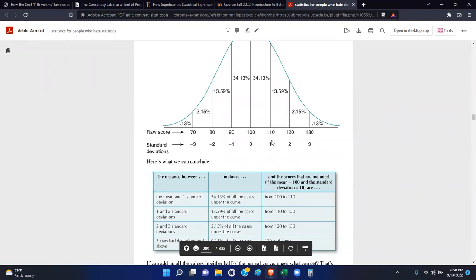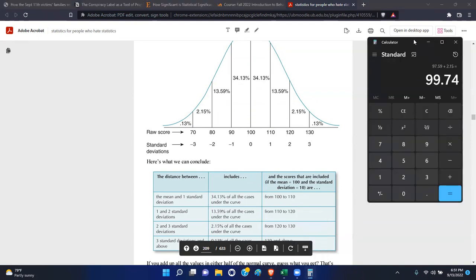So one above the mean is 110, two standard deviations above the mean is 120, and three standard deviations above the mean is 130. It would be very, very unlikely to see anything 4 standard deviations above the mean. And it has everything to do with the properties of the normal distribution, because 99.7%, more than 99% of all cases are between the first 3 standard deviations. So this is something you can calculate yourself, 99.74.